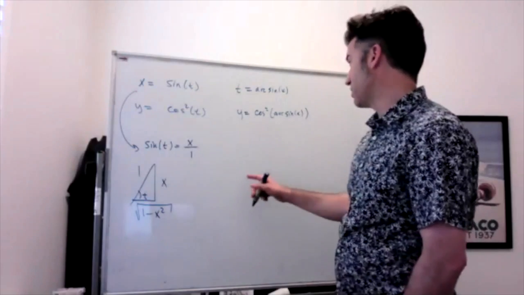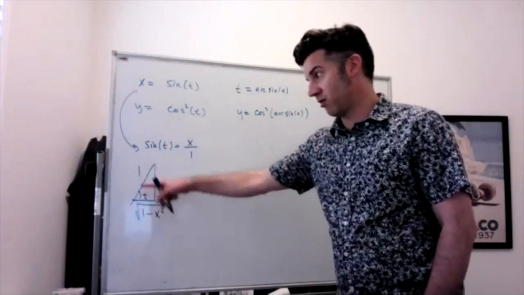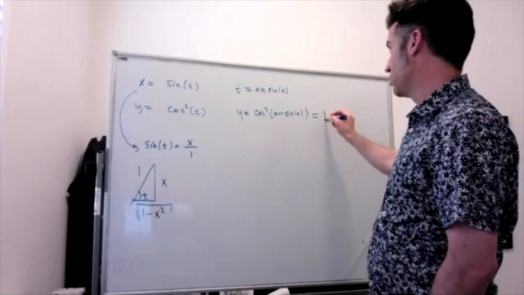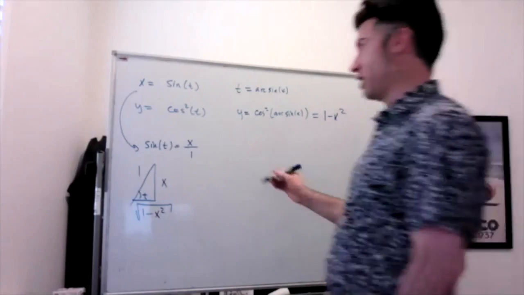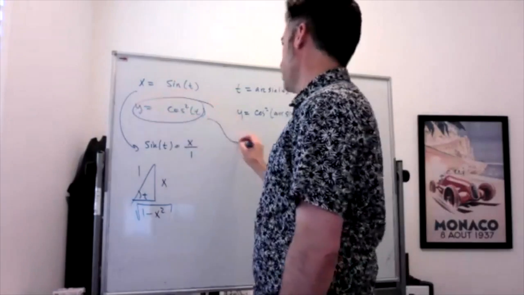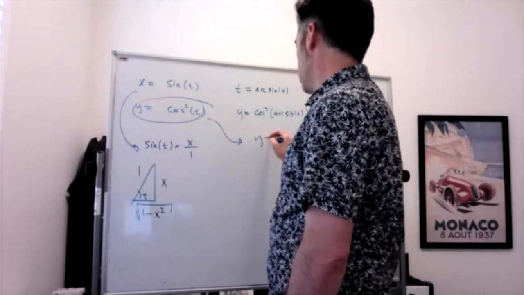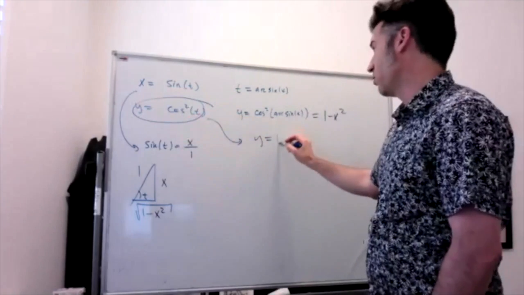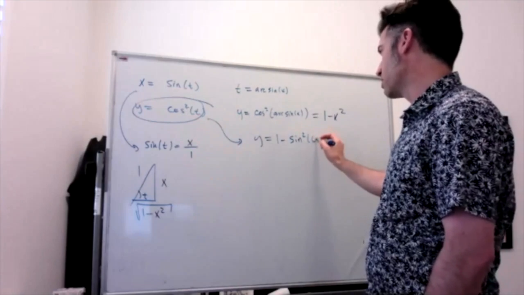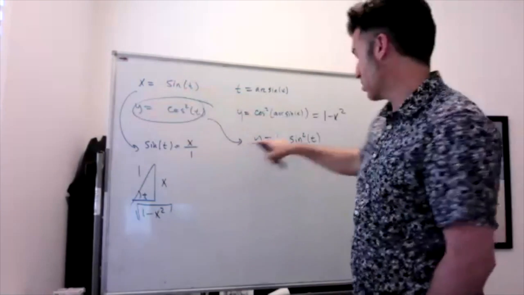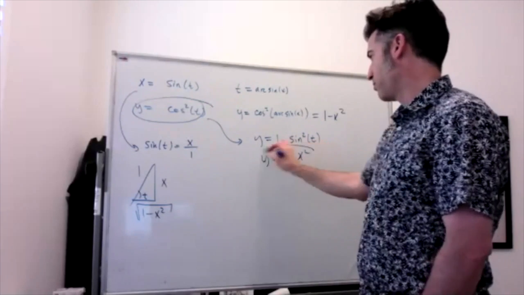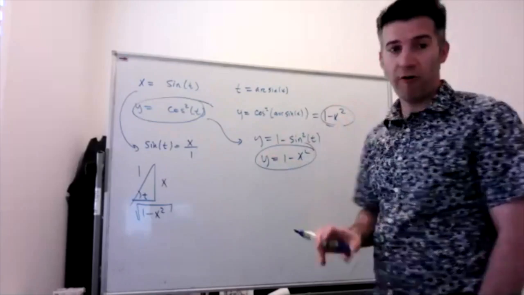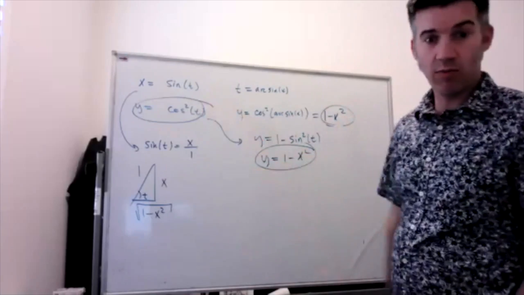Yeah, Dan, that's more what I was thinking. But yeah, so cosine of t is square root of 1 minus x squared over 1. So cosine squared is just 1 minus x squared. But really, what I was actually thinking I wanted to do was say, oh yeah, y is equal to, well, cosine squared of t is exactly 1 minus sine squared of t. And then sine of t is x, so sine squared of t is x squared. You get the same thing either way, but I think it's easier to see it this way.